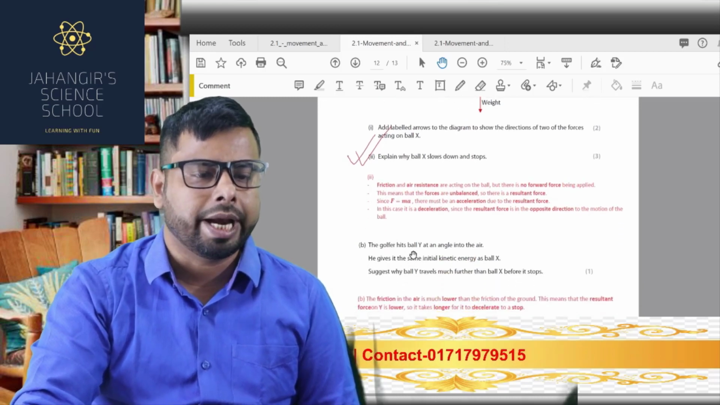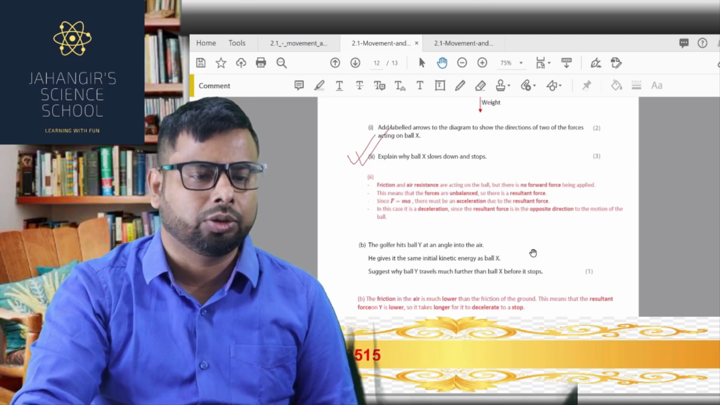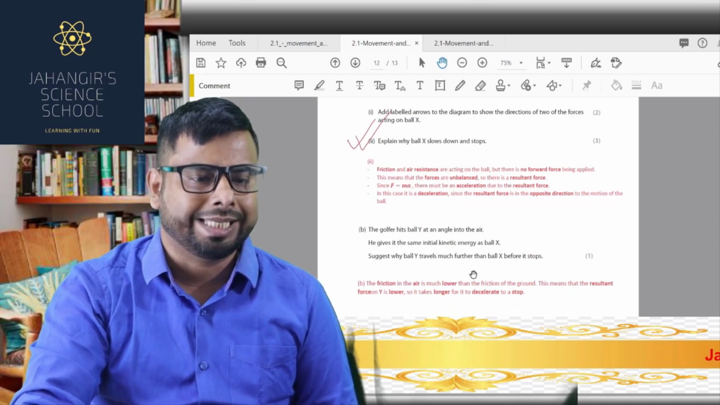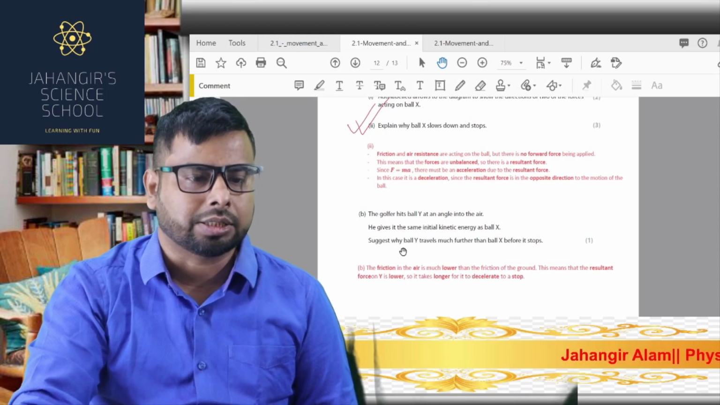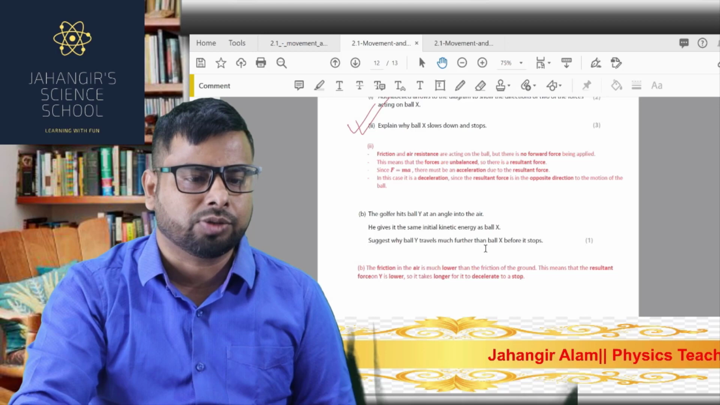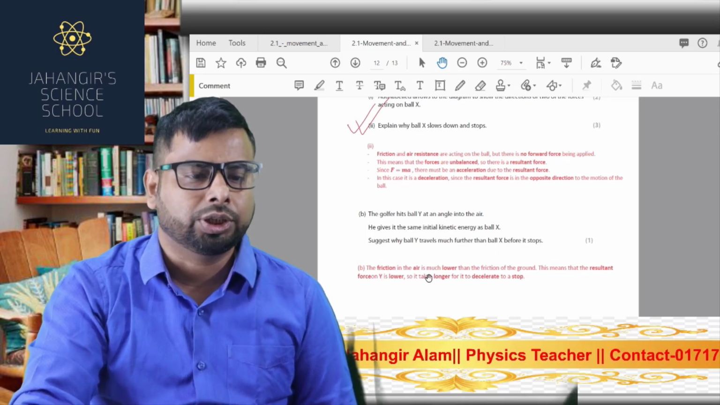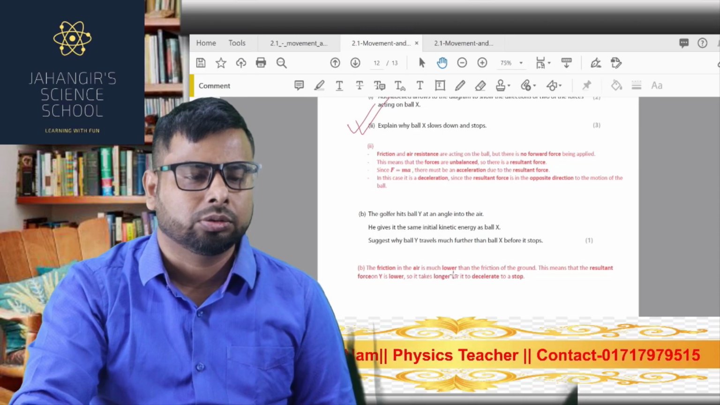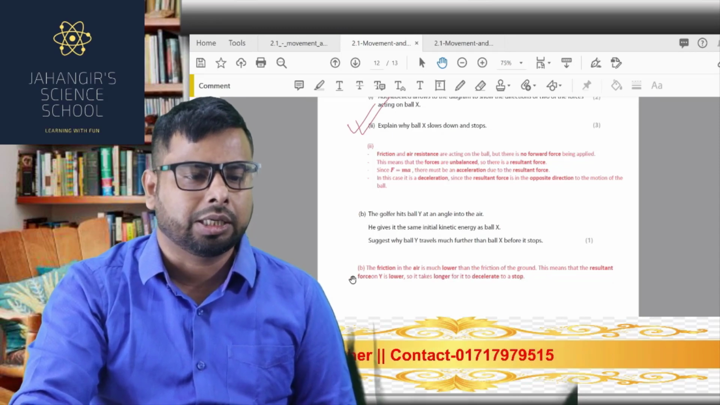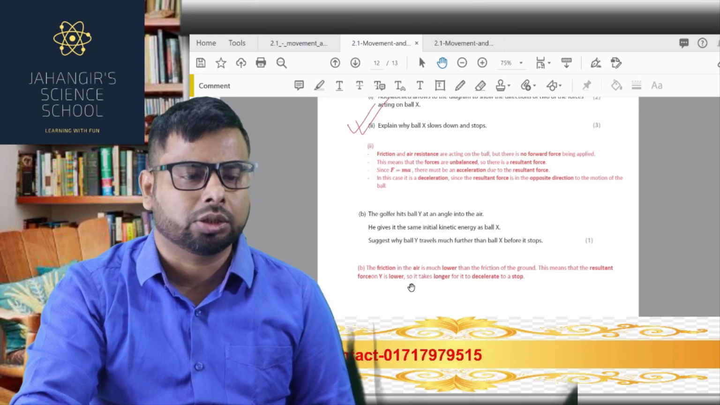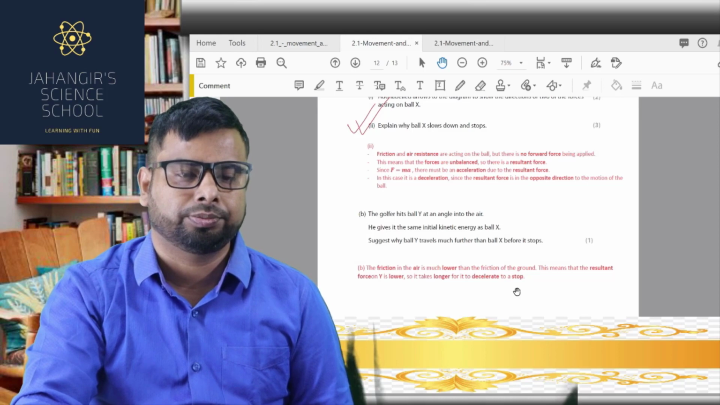The golfer hits the ball Y at an angle into the air. He gives it the same initial kinetic energy as the ball X. Suggest why the ball Y travels much further than the ball X before it stops. The friction in the air is much lower than the friction of the ground. This means the resultant force on Y is lower, so it takes longer for the deceleration to stop it.